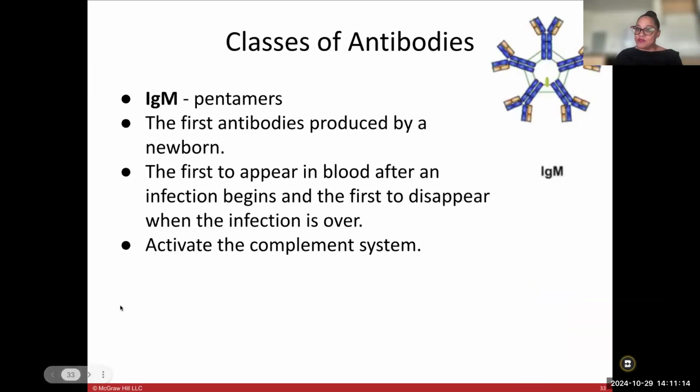IgM are pentamers, meaning they have 5 sides. These are the first antibodies produced by a newborn, the first to appear in the blood after an infection begins, and the first to disappear when the infection is over. These will also activate the complement system.